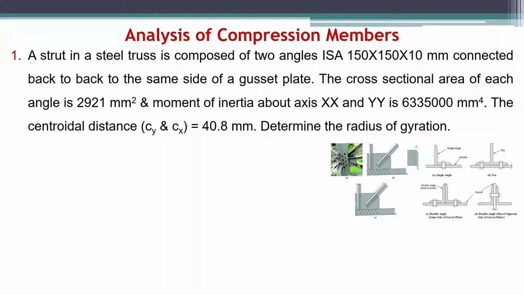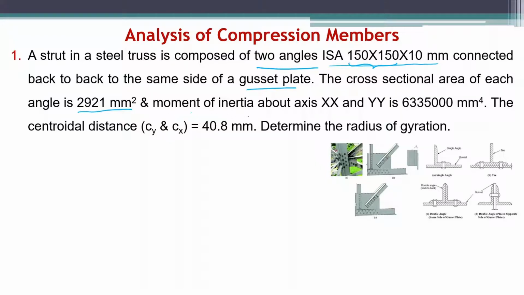Numerical 1. A strut in a steel truss is composed of two angles ISA 150 by 150 by 10 mm. So it is an equal angle connected back to back on the same side of the gusset plate. The cross-sectional area of each angle is 2921 mm square.